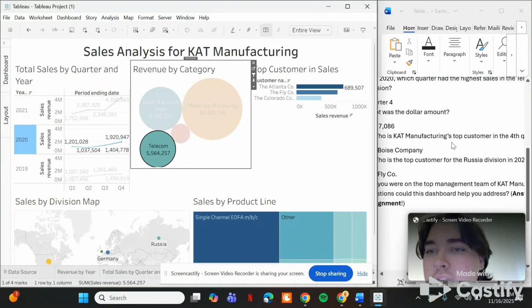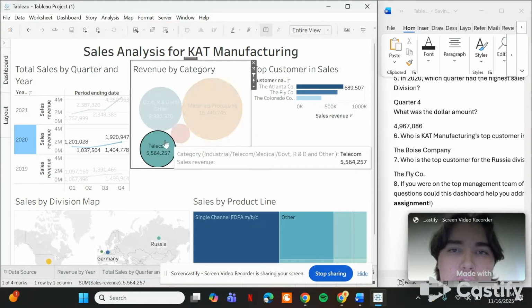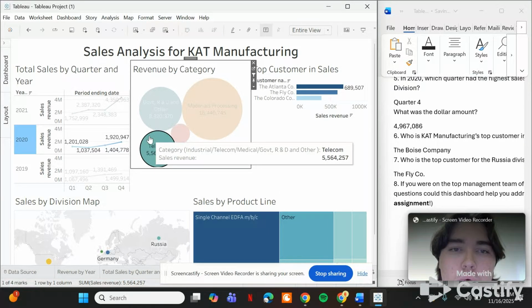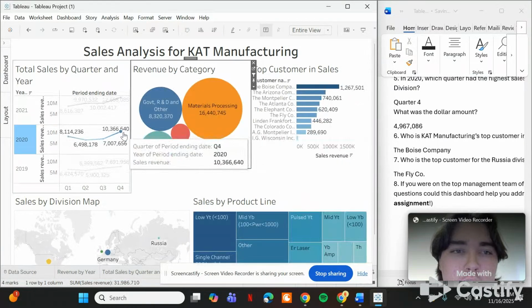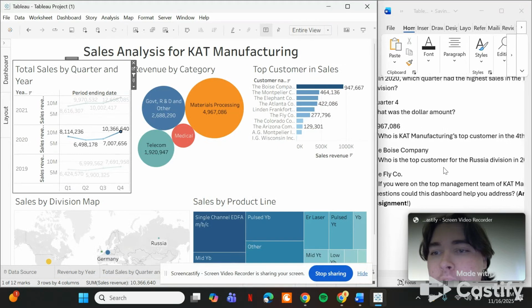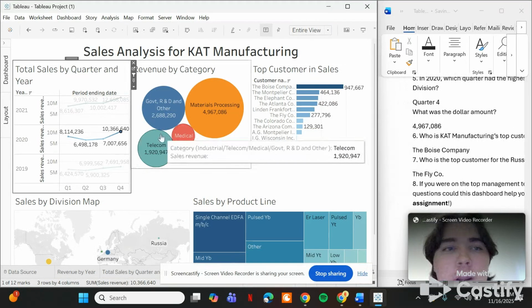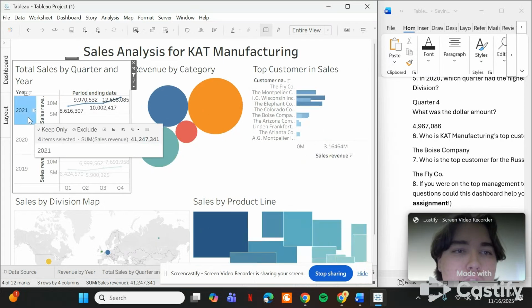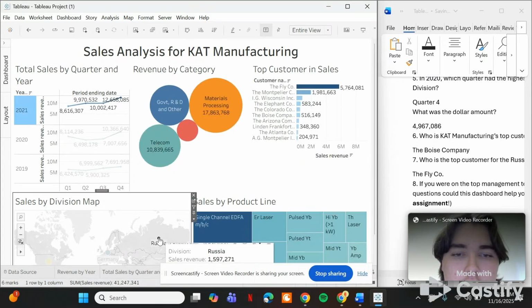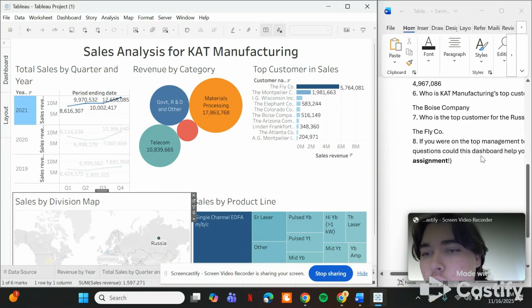Next, who is Cat Manufacturing's top customer in the fourth quarter of 2020? So we'll click out of the telecom category, we'll click fourth quarter 2020, and we'll see that the Boise company was the highest customer. Next, who is the top customer for the Russia division in 2021? Well, to look at this, we'll look at 2021, we'll click on Russia, and we'll see that the highest customer was the Fly company.